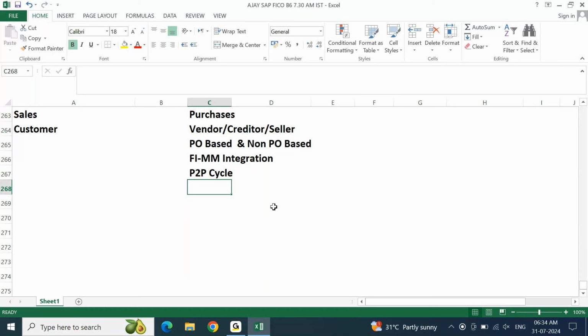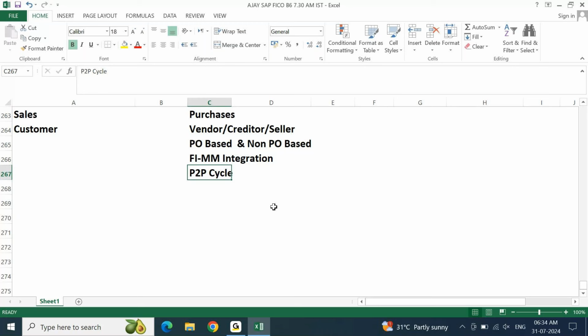You should also keep the same points in your mind so that when you talk to the other person, you sound practical. Meaning, when you create a purchase order, by default, you are talking about FI-MM integration. The moment you start to explain purchase order, you are representing FI-MM integration. In short, this is called your P2P cycle.